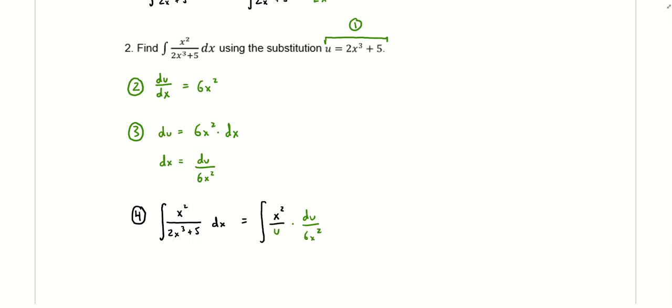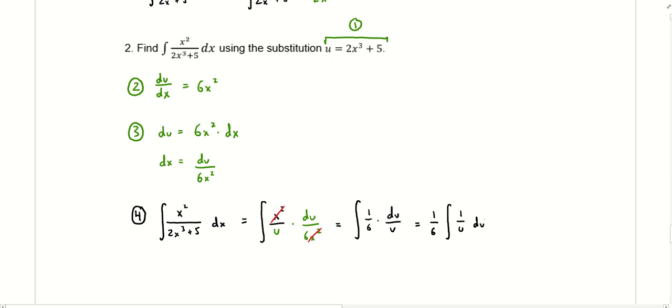Now I've got some things that it looks like I can cancel out, specifically that x squared term. I've got this 6 on the denominator here. I'm going to write that as 1/6. So this is going to be 1/6 times du over u. 1/6 is a constant, so I'm going to go ahead and take that out. So I get 1/6 times the integral of 1 over u, and we're differentiating with respect to u.